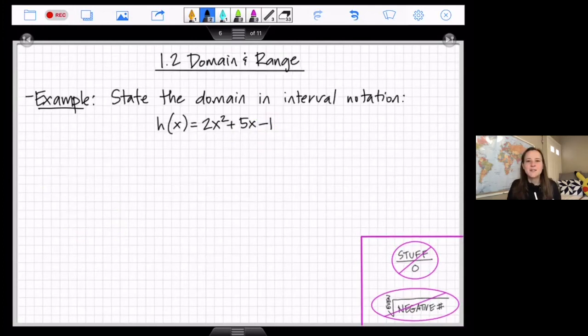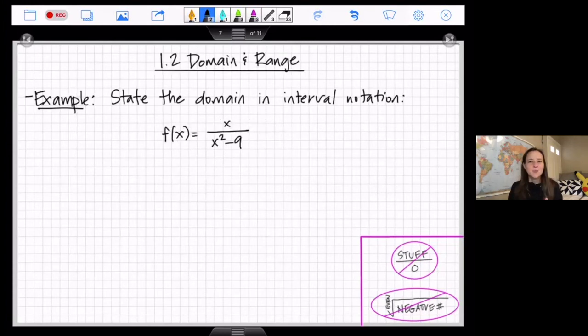Next function, h of x here, 2x squared plus 5x minus 1. This one is kind of so easy that it's hard. In each of the last two examples, I've been ignoring one of the two rules because they weren't relevant. Here, neither one of the two rules is relevant. I don't have a denominator, so I don't have to worry about dividing by 0. And I don't have a square root, so I don't have to worry about taking the square root of a negative number. So there's no numbers on this number line that are offensive to this function. You can plug in any number that you want to into this function. So we're going to represent the whole number line as our domain from negative infinity all the way to positive infinity.